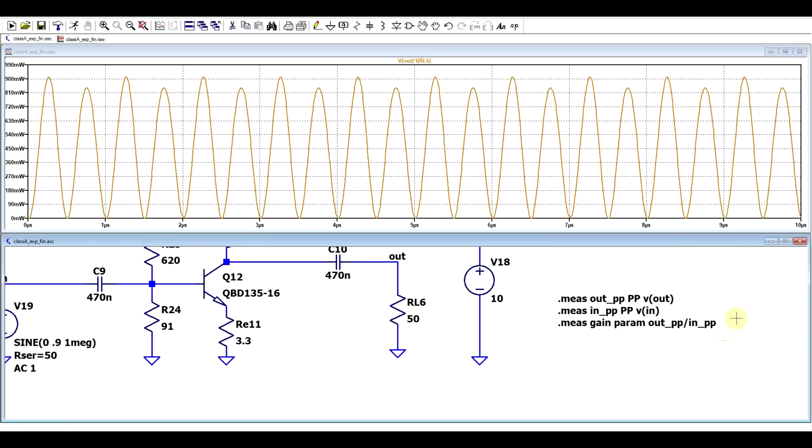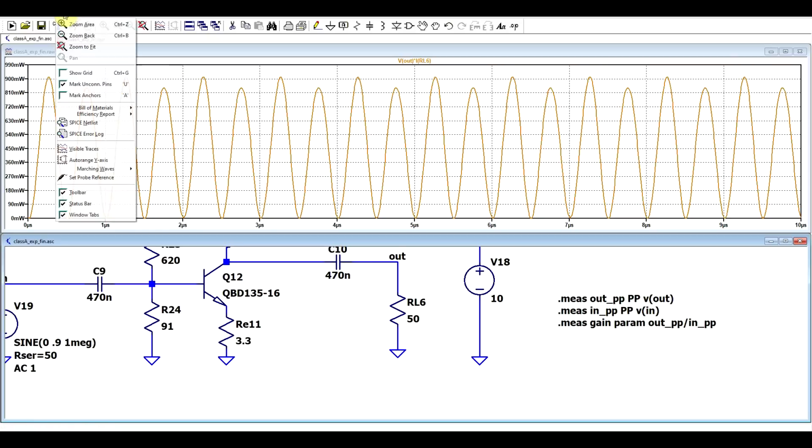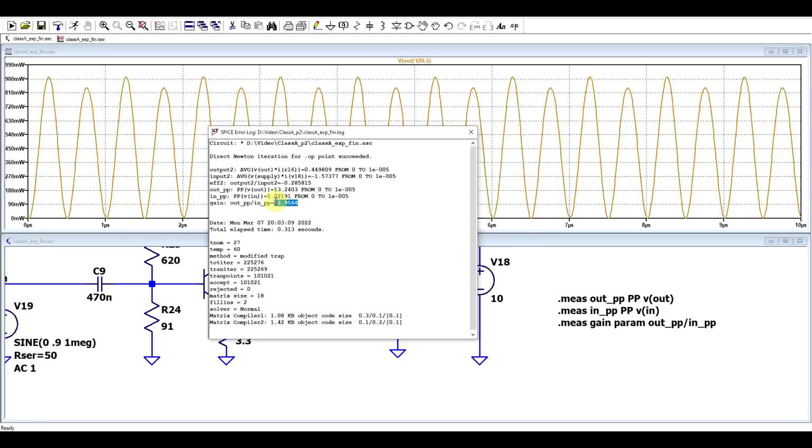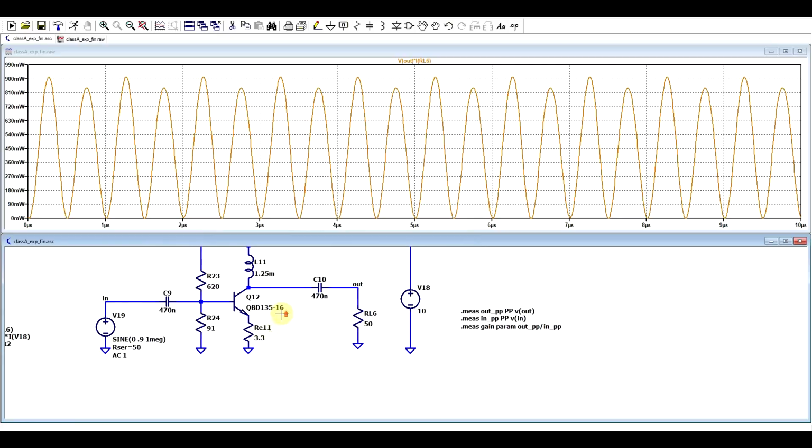Now I also prepared this other set of measurements. So this is to measure the voltage gain of the circuit by measuring the ratio between output and input peak-to-peak voltages. And again, this is present in the error log, and we're getting a value of about 13. So it's less than the 15 that we would be getting just based on the resistors, because we also have an equivalent resistance in the emitter of the transistor.